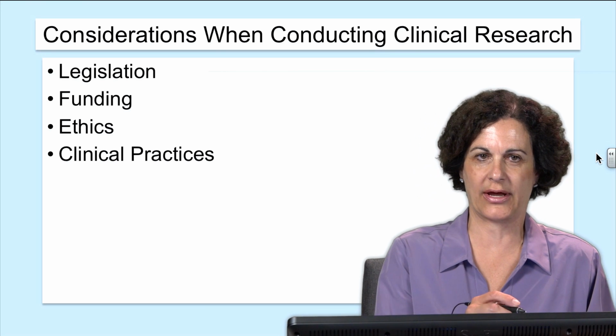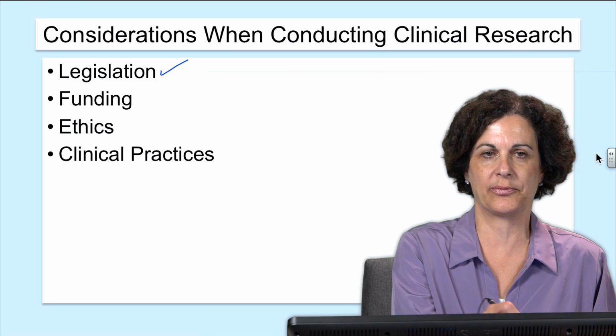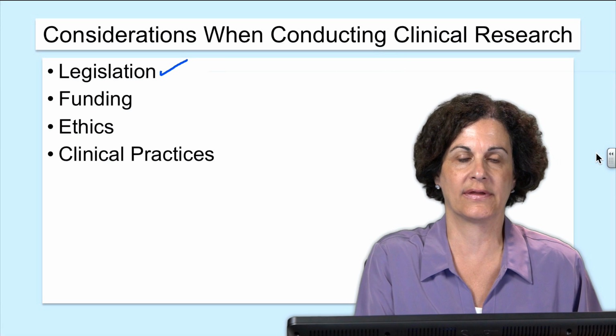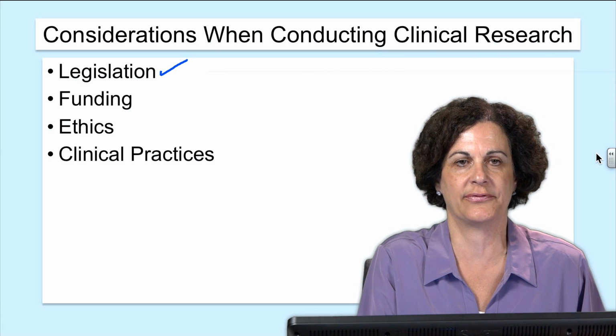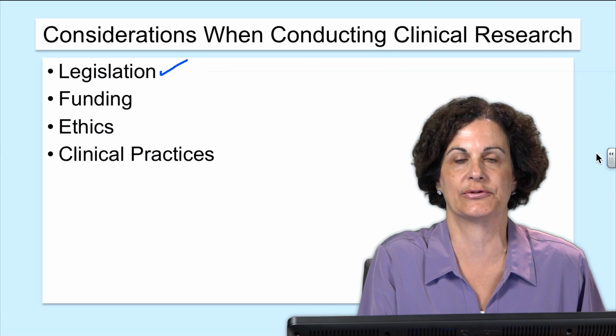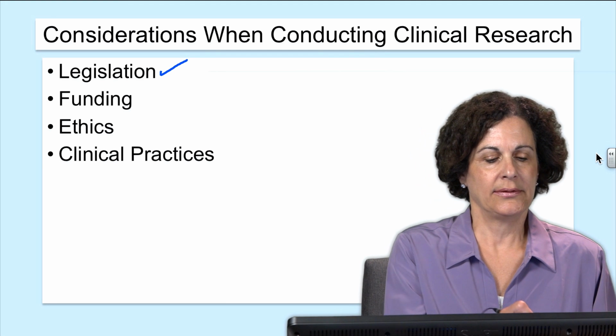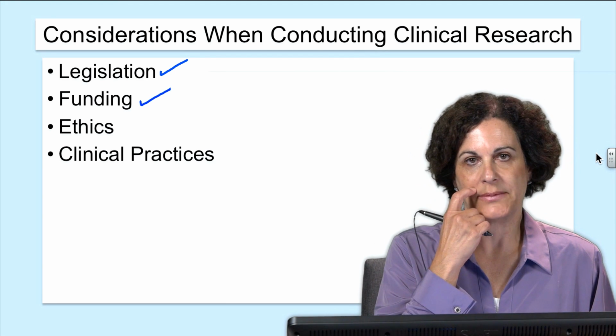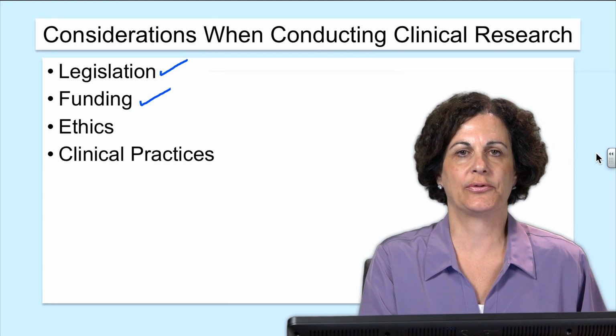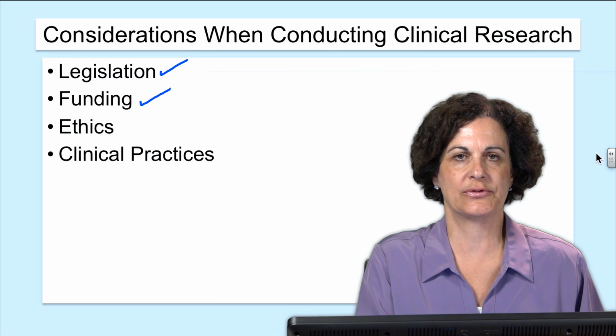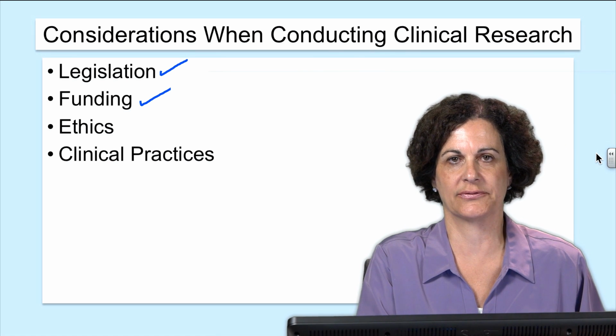So let's just start out with legislation, which is with regard to the government making appropriations of funding to conduct clinical research. Funding is important because it comes from different sources, and we need to know the sources and the conflicts of interest that those sources may have in the conduct of clinical research.